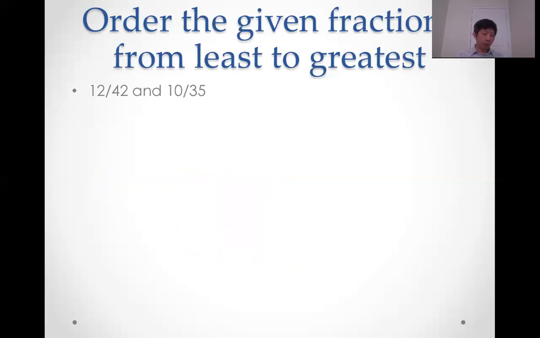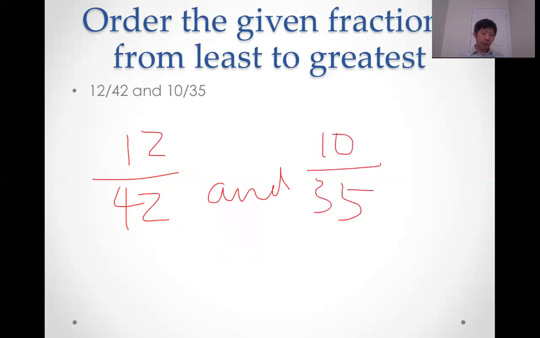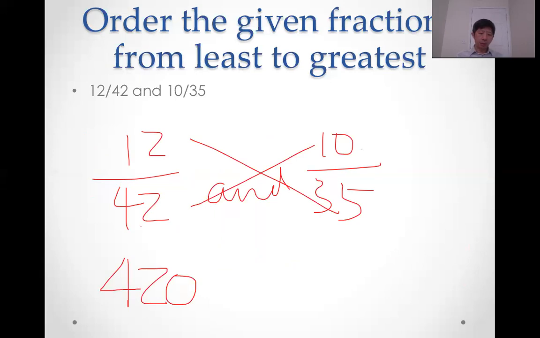And let me try 12 over 42 and 10 over 35. And then I cross multiply, see what happens. So when I do this one, it is 420, and then 42 times 10 is 420. Oh, so therefore they are the same. So this is another way we can find out the answer. All right. Now next problem.